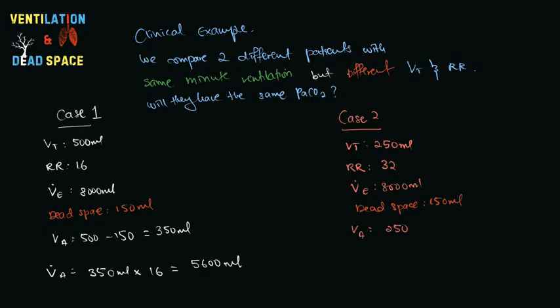Whereas in case number 2, alveolar volume is equal to 250 of the tidal volume minus a dead space of 150 mils, which will result in 100 mils of alveolar volume. Therefore, alveolar ventilation is alveolar volume of 100 times a respiratory rate of 32, which will give us 3,200 mils per minute of alveolar ventilation. This clearly shows how case number 1 has a higher alveolar ventilation, therefore the CO2 will be lower in case number 1 as compared to case number 2.